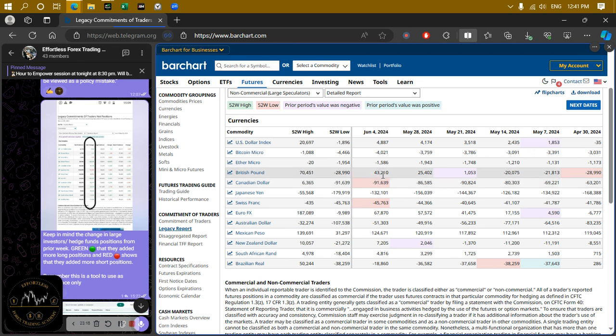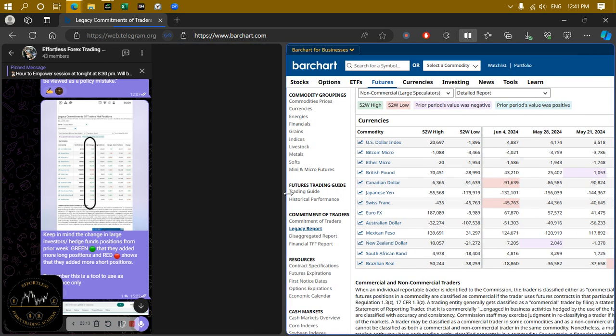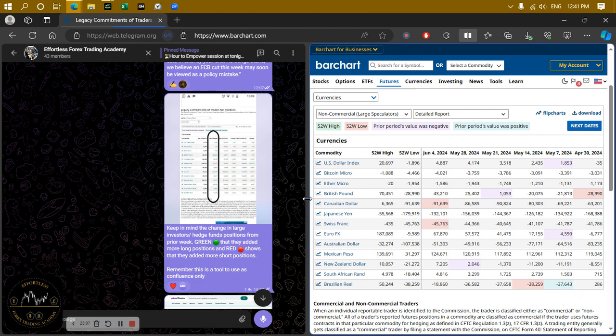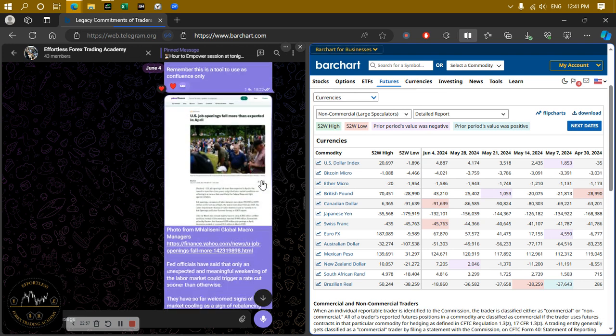So you can also use that, like I said, as added confluence. It should not be the only thing that you look at, but you use it as added confluence to your actual strategy, especially to your actual fundamental analysis, direction, or bias, right? So this is the tool that I wanted to share with you guys that you should use to your advantage, right?